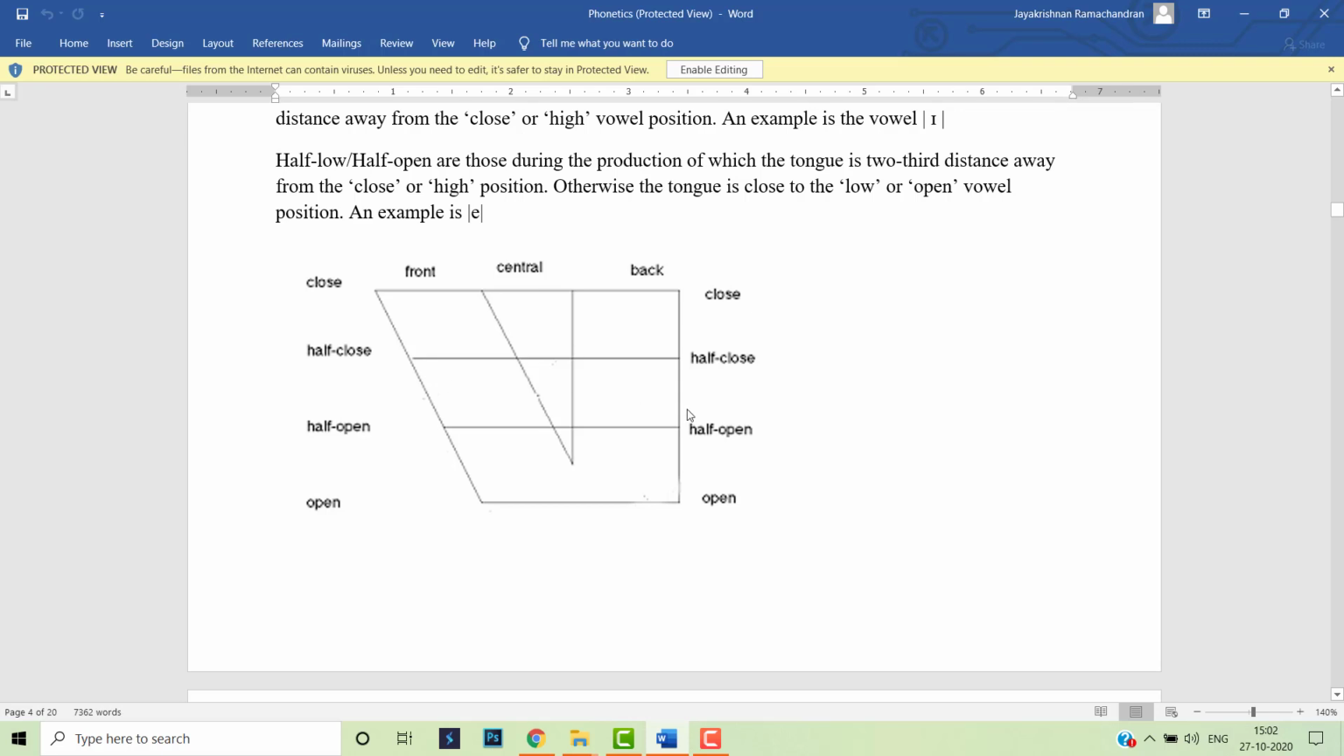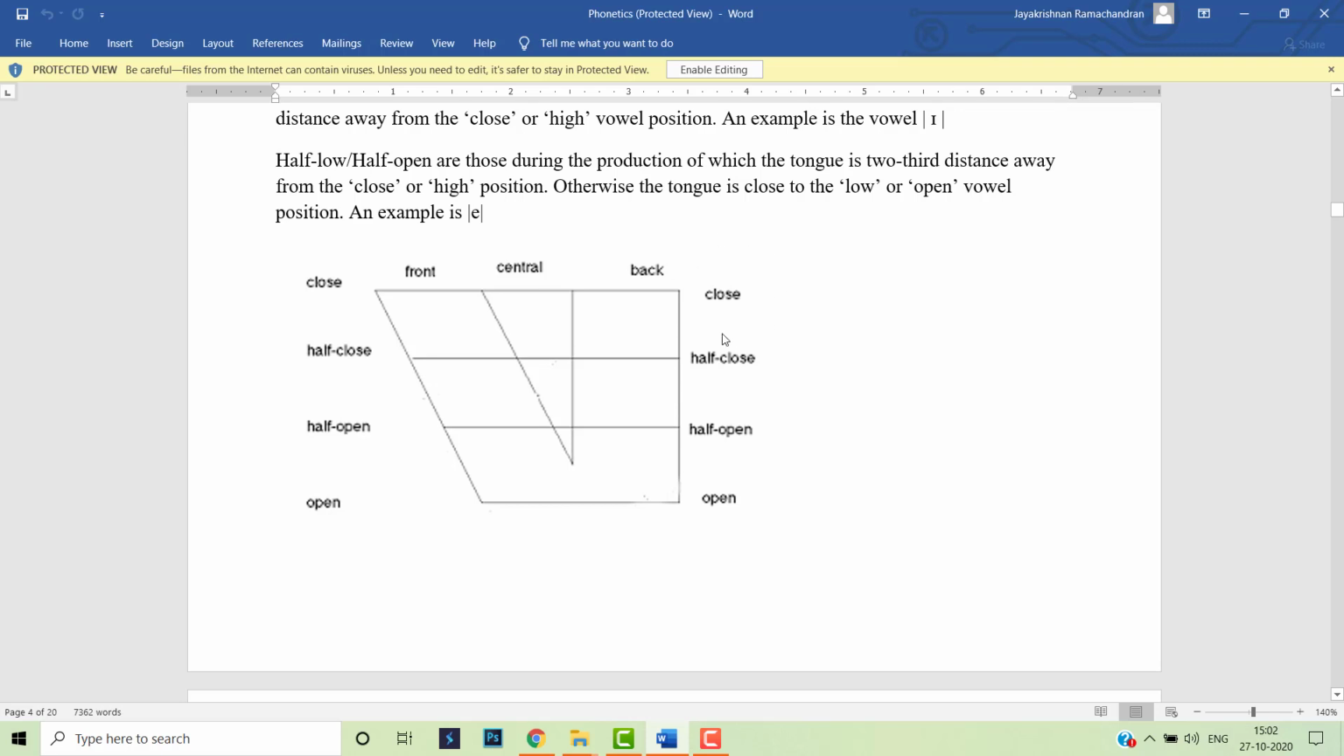Now നമ്മൾ ഇവിടെ കണ്ടതുപോലെ the tongue rises but not as much as this much. ഇത്രയും വരുന്നില്ല. It is still 1/3 distance down. Okay, it is still 1/3 distance away from the maximum height possible. You call it as a half close vowel.